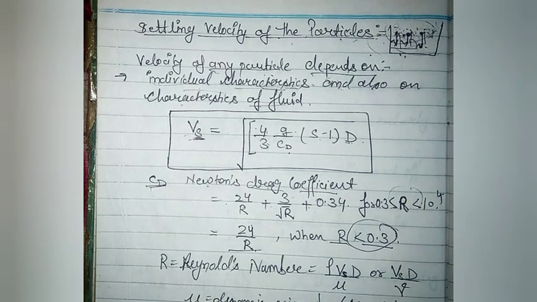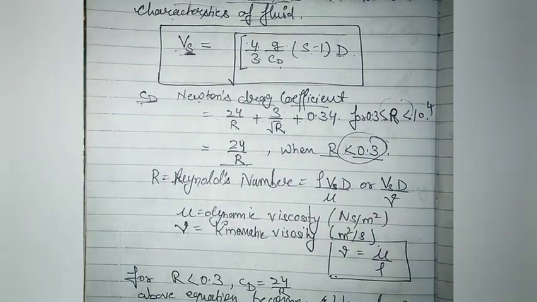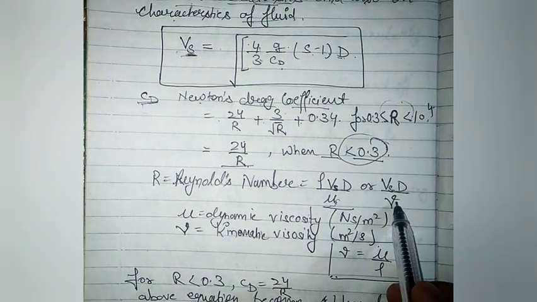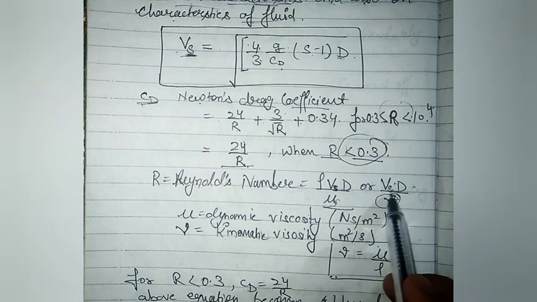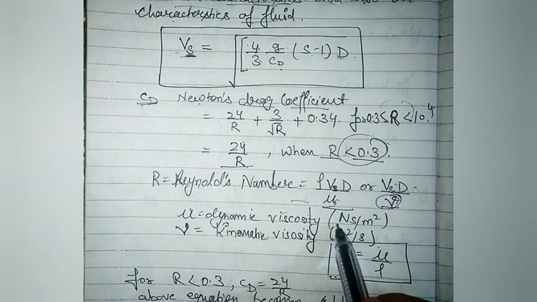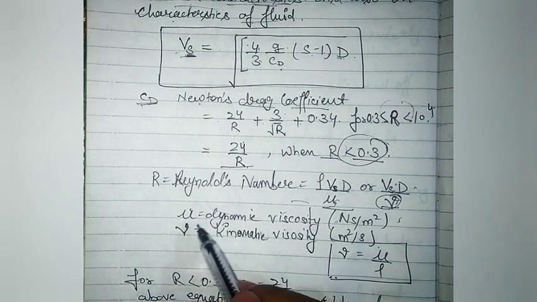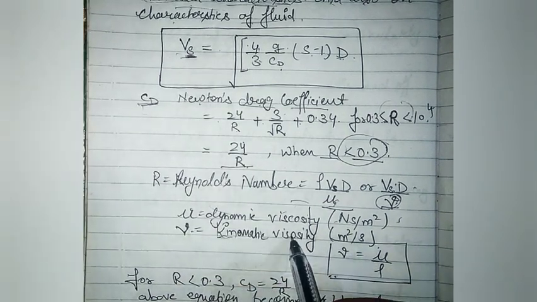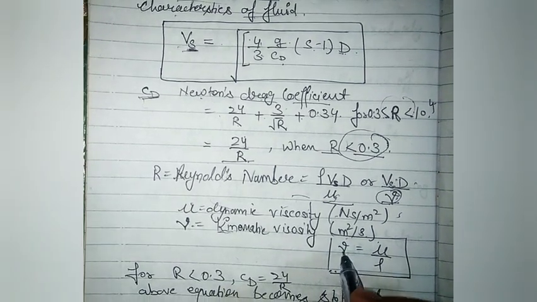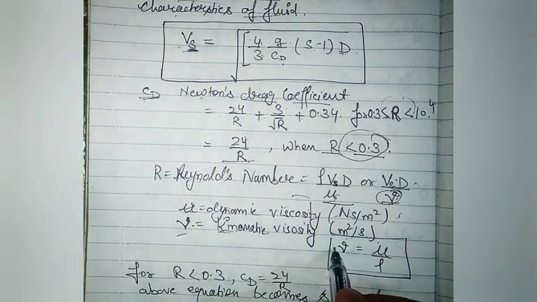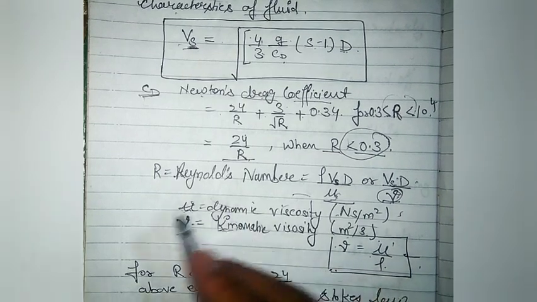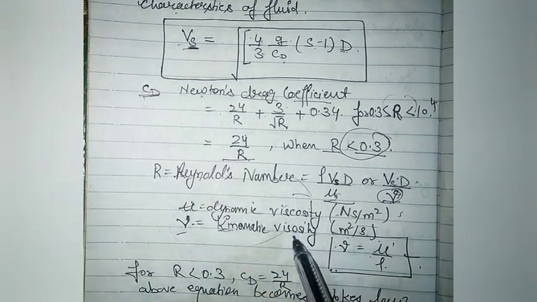in this equation. R is the Reynolds number and it is given by rho v d over mu, we know that, or v d over nu. What is mu? Mu is the dynamic viscosity, given in Newton second per meter square, and nu is the kinematic viscosity, in meter square per second. If we want to convert mu into nu, then nu is equal to mu over rho. We use this relation. These are all the properties of the fluid.